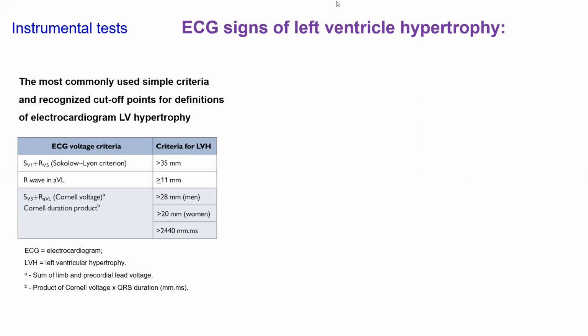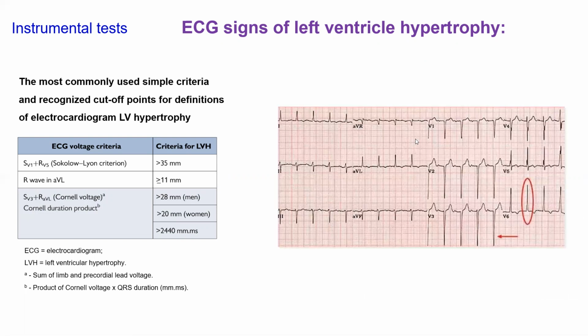Also, this is diagnostic criteria of left ventricular hypertrophy. This is another clinical case, a patient with hypertension, and we can see positive voltage criteria of left ventricular hypertrophy. This patient has increased tall R waves in V5 and especially V6, deep S waves in V1 and V2, and left axis deviation in standard leads.